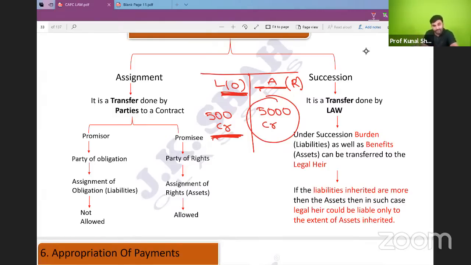So my legal representative can be held liable only for the amount of assets he has inherited from me. Only for that much amount he will be held responsible. For other things he won't be held responsible. So under succession you can transfer your rights as well as your obligations.